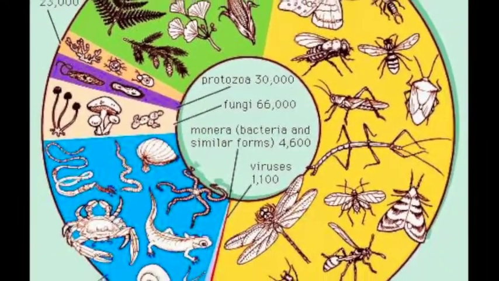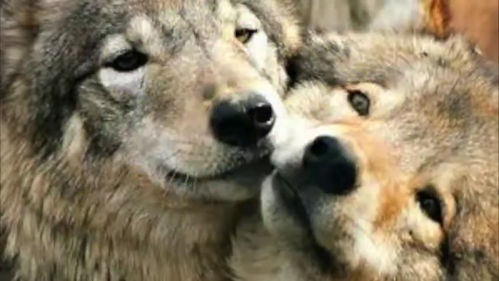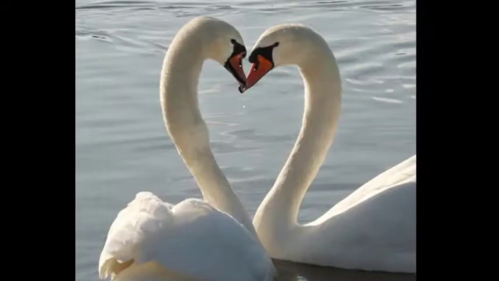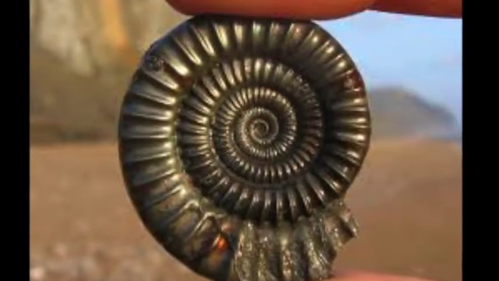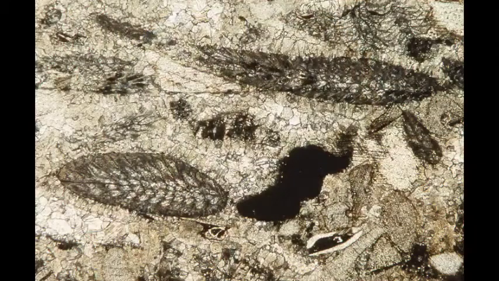Scientists today have found 1.7 million species of organisms. A species is a group of similar organisms that can reproduce with each other. Fossils are the preserved remains or traces of an organism that lived in the past. Darwin studied the fossils of past plants and animals.